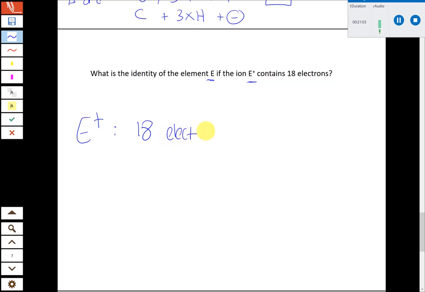This one is working backwards now. So normally if we gave you the charge and we knew the number of protons, we could figure out how many electrons there are. In this case, we gave you the number of electrons. We have to work backwards to find the number of protons.